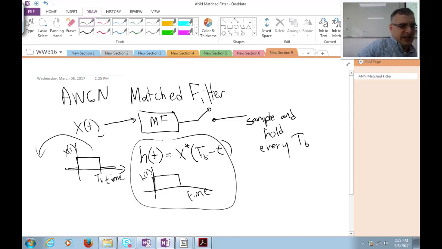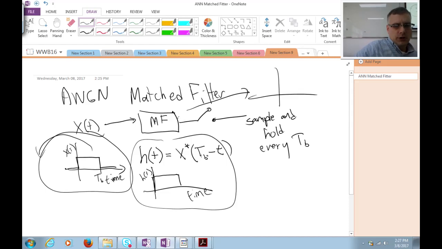When I convolve this impulse response that has the same shape as my transmitted signal, what I get on the output of here should be a triangle function whose peak correlation occurs at t equals T sub B. So that's the thing that I'm sampling. And what this really is, is a correlation filter.